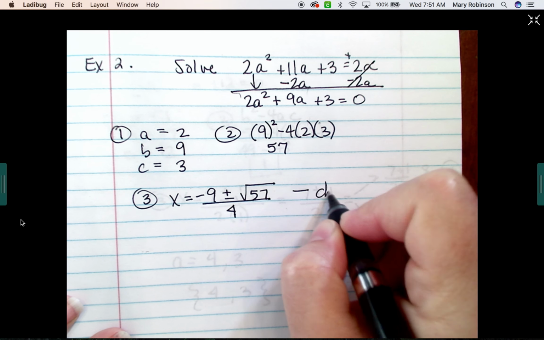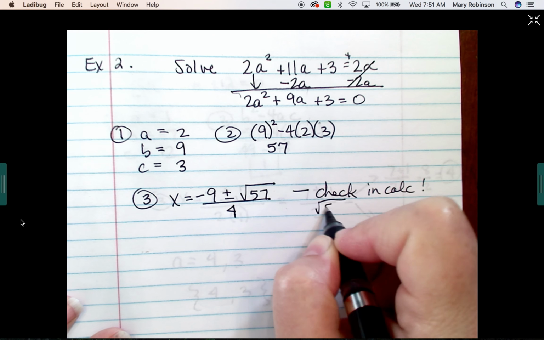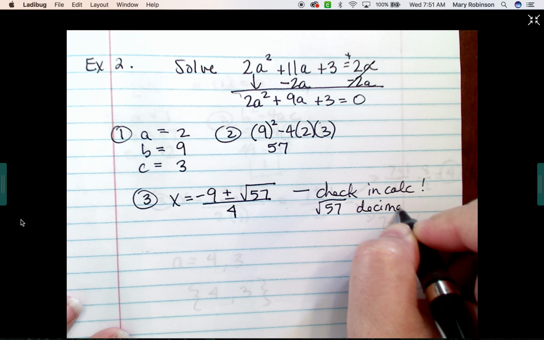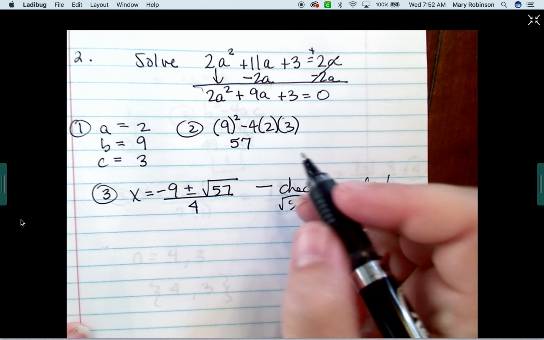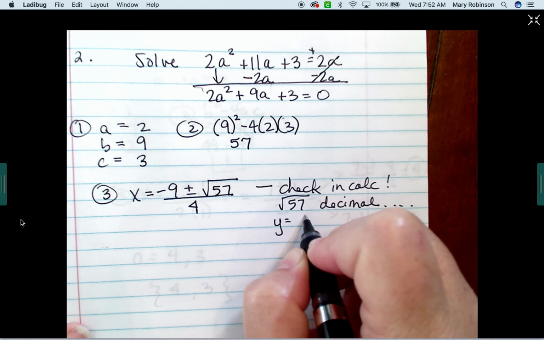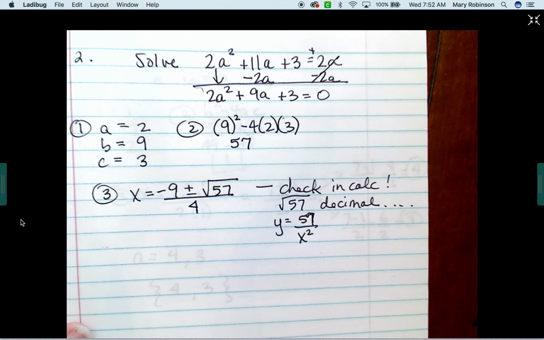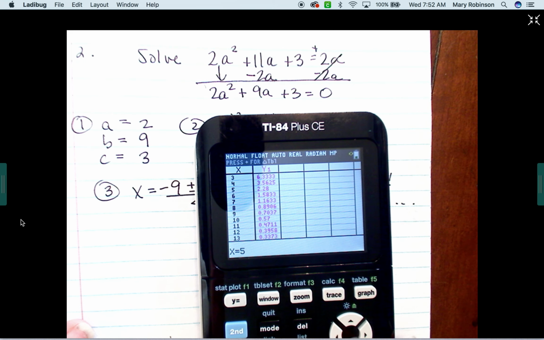Check in calc. The square root of 57 is a decimal that goes on and on. So we're going to go to y equals and do 57 divided by x squared, just like we did in the prior lessons. And we're looking again on our table for the last integer ordered pair before we get to a y value of 1.